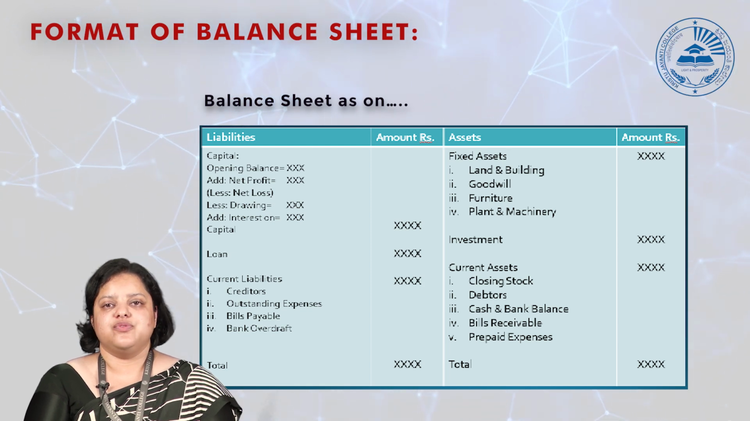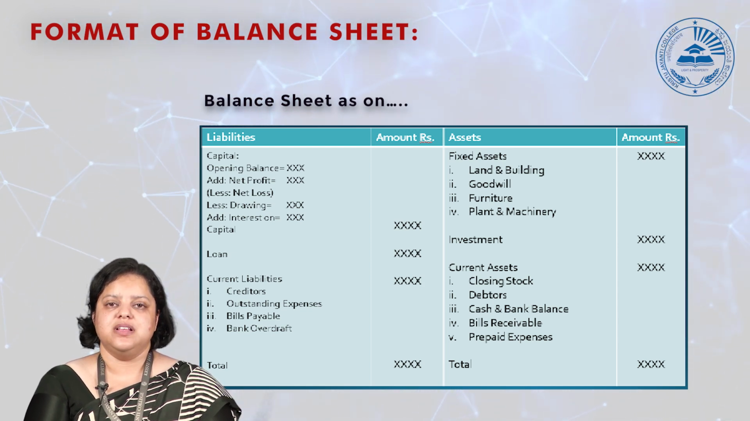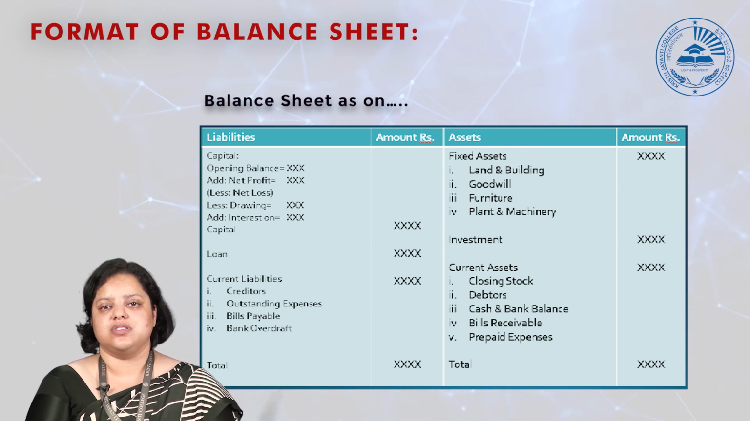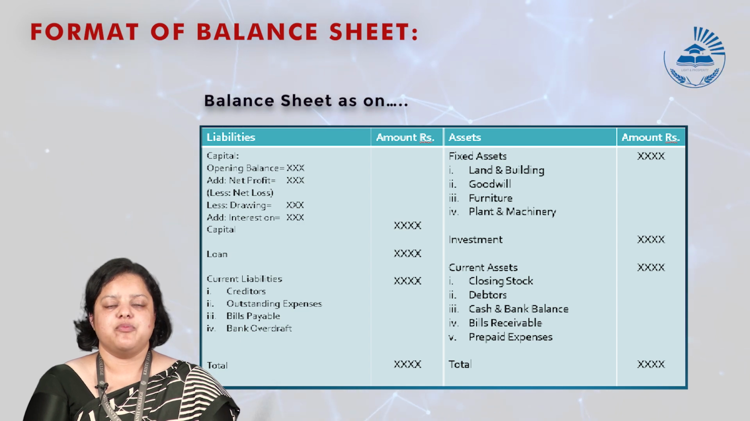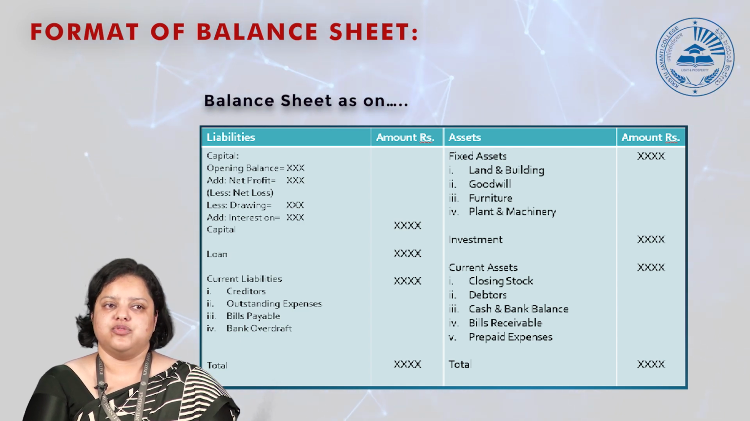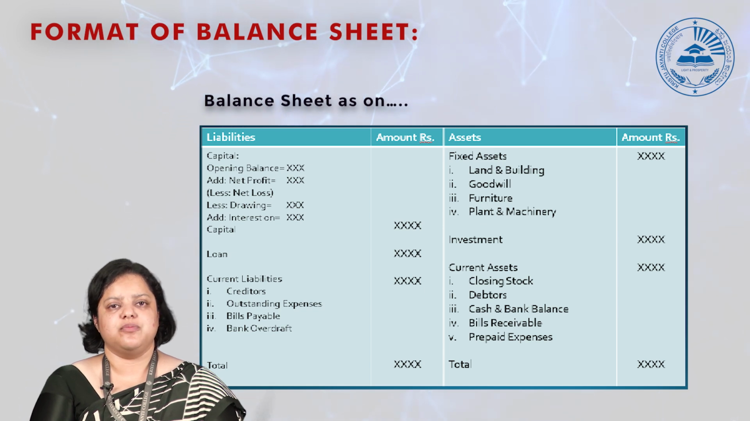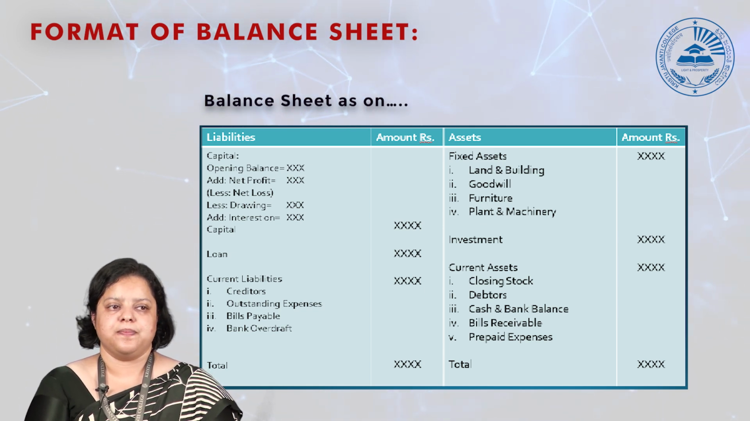Along with that we need to add interest on capital. Interest on capital means if the company is providing any interest on the owner's capital, we need to add it, and the net amount we write in the amount column. Next heading is loan. Any short term or long term loan we need to record here.